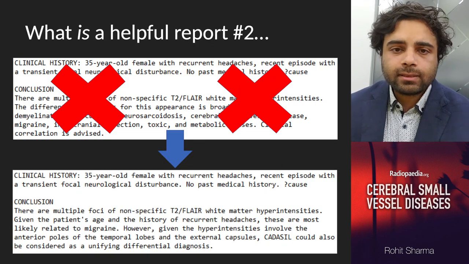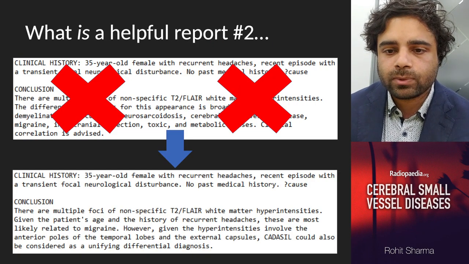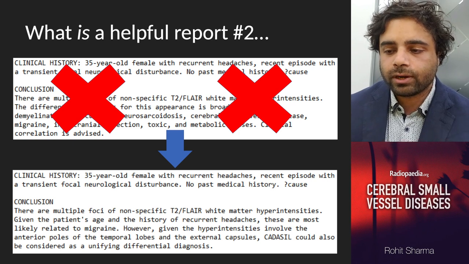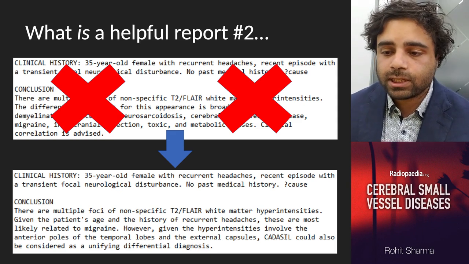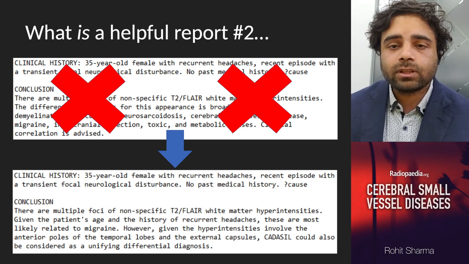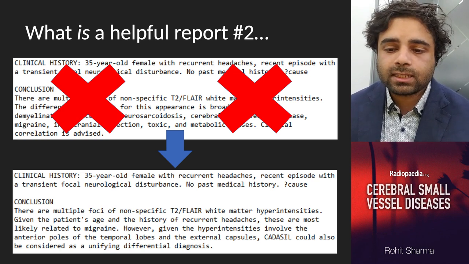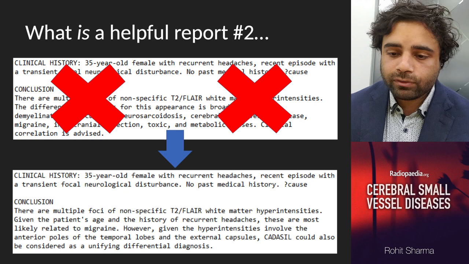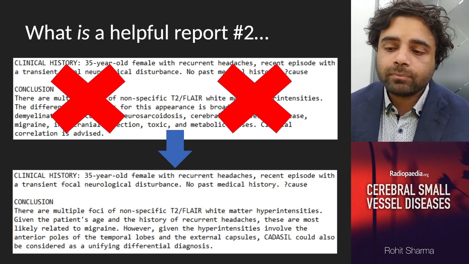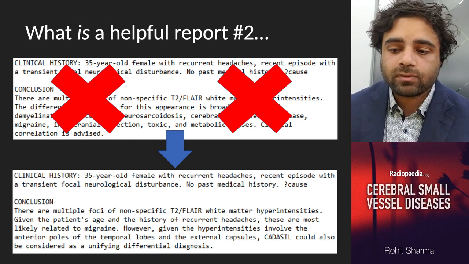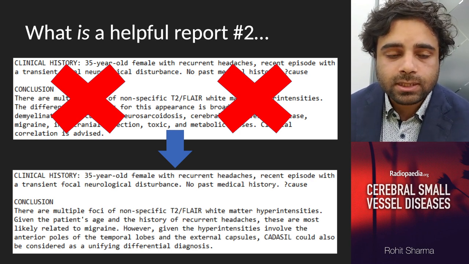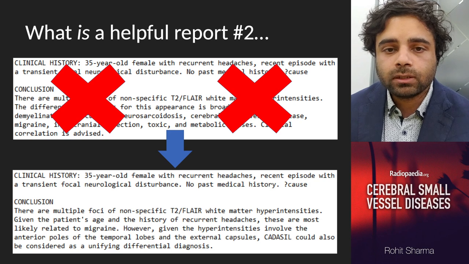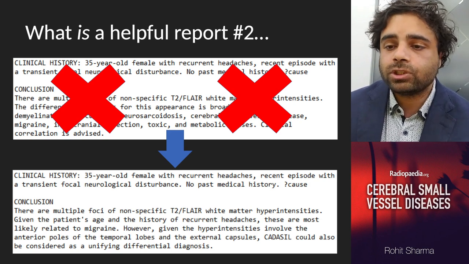And so incorporating these aspects of the clinical history into our notes with this same 35-year-old with recurrent headaches and transient focal neurological symptoms, perhaps a conclusion could be that there are multiple foci of nonspecific T2 FLAIR white matter hyperintensities. Given the patient's age and the history of recurrent headaches, these are most likely related to migraine. But had the scan showed this, we can often add, however, given the hyperintensities involve the anterior poles of the temporal lobes and the external capsules, CADASIL could also be considered as a unifying diagnosis, knowing that migraine is a common early feature of CADASIL, as mentioned.